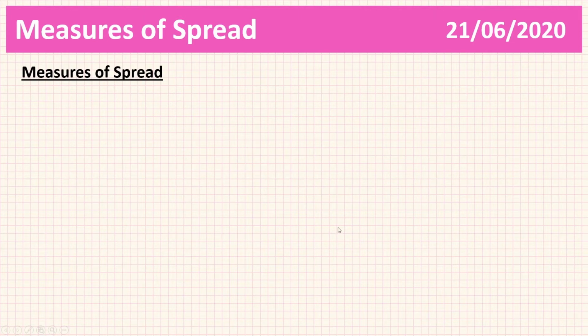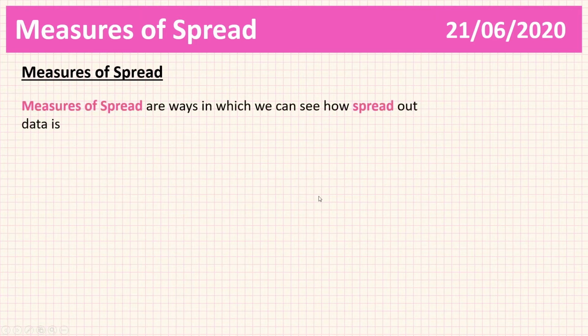So before we do any of that, we need to know what a measure of spread is. A measure of spread is a way in which we can see how spread out a data set is. So data within a data set, how spread out is it? And we use different measures of spread to do this. The measures of spread we use are as follows. We include range, quartiles, and variance.